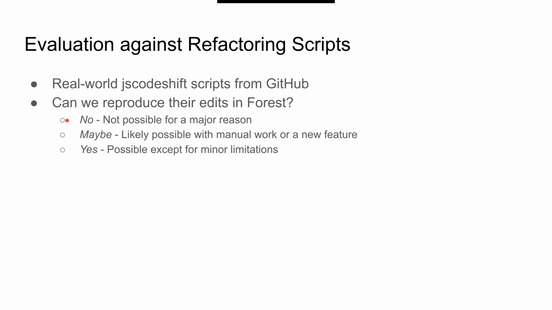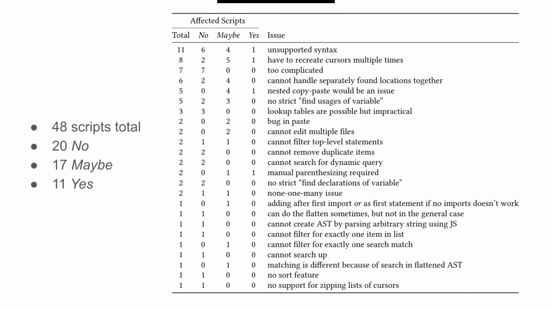So no means we couldn't perform this edit for some major reason, and possibly we'll never be able to perform this in forest. Maybe means we could partially perform the edit, but fully performing it requires extra manual work or potentially a new feature in forest. And yes means we could perform the whole edit, possibly with some minor limitations. So in total, we tested 48 refactoring scripts, and our results gave us 20 scripts classified no, 17 maybe, and 11 yes.